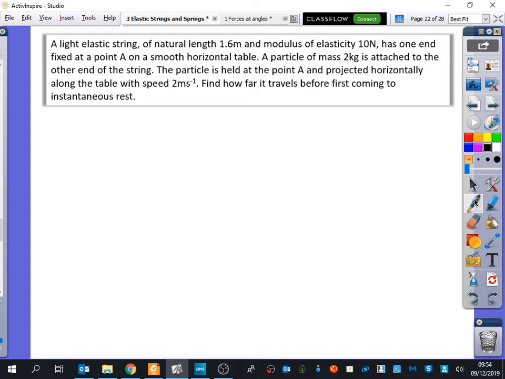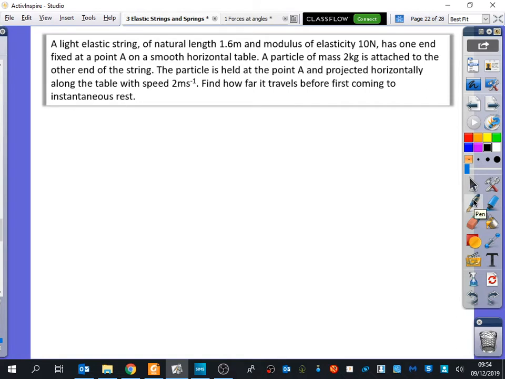A light elastic string, natural length 1.6 meters, modulus of elasticity 10, has one end fixed at point A on a smooth horizontal table. Smooth horizontal table means that there's not going to be any work done against friction here. A particle of mass 2 kilograms is attached to the other end of the string. The particle is held at the point A and projected horizontally along the table with speed 2 meters per second. Find how far it travels before first coming to instantaneous rest.